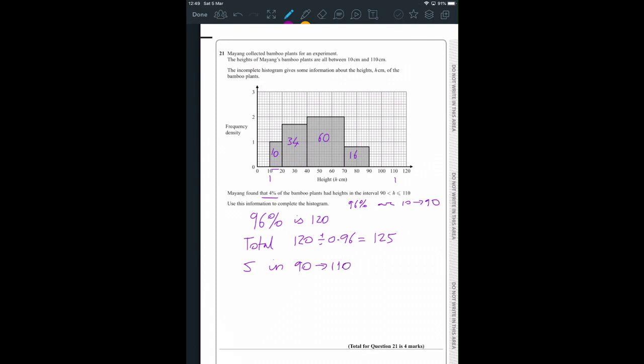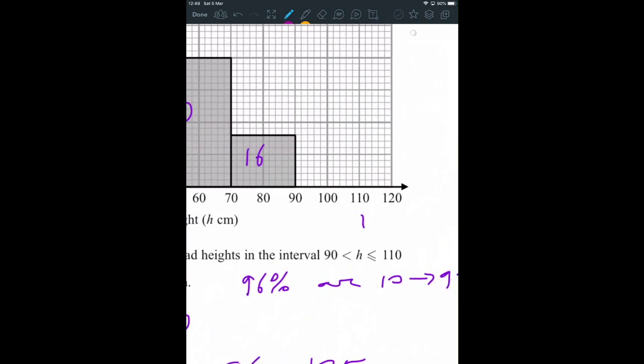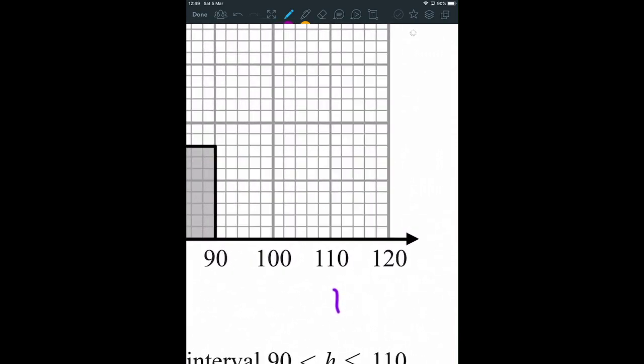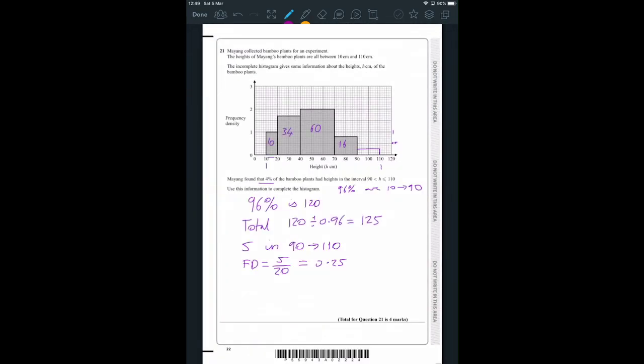Well, that's a base of 20, so frequency density is 5 divided by the class width. 5 divided by 20 is 0.25, so we need to put a final bar over here of height 0.25. This here was a height of 1, so that's height of 0.5, so we're halving that again. So we're going for a bar just there. Probably many other ways to tackle this question. I think this is maybe the simplest.